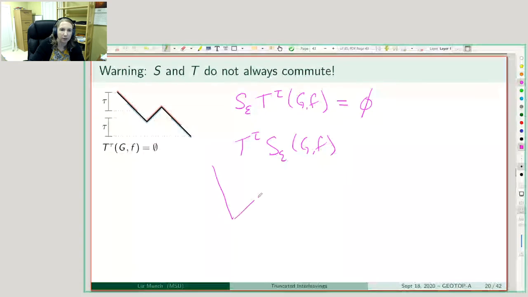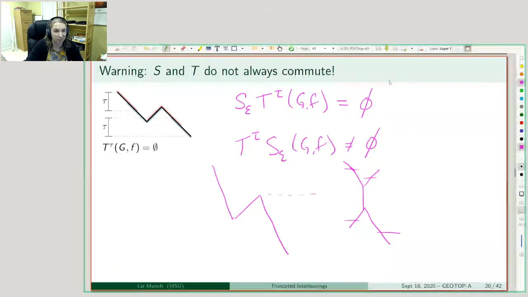On the other hand, if I do T tau of S epsilon of GF, my smoothing will end up getting me, let's see if I can do this on the fly, I think it's going to end up looking something like this, with poor function values. I apologize for that. In any case, it's going to be something that's not empty. The truncation at this point, if it spreads out far enough, isn't going to disconnect anything, as this thing is non-empty. So these things definitely do not always commute.